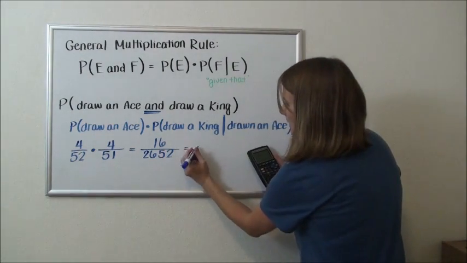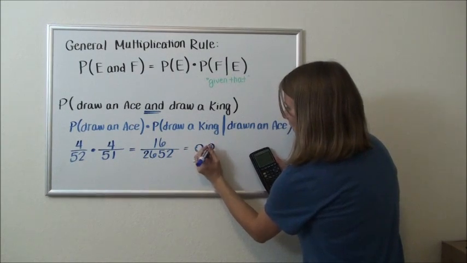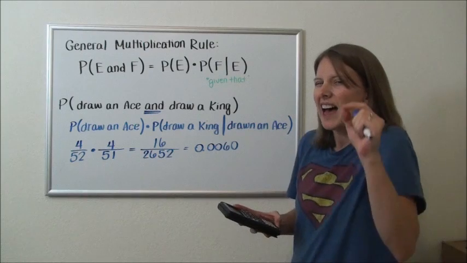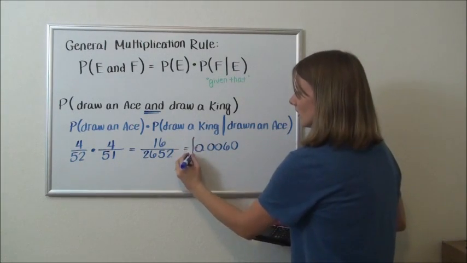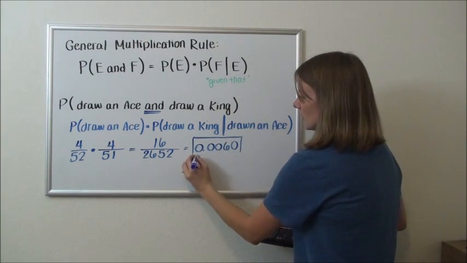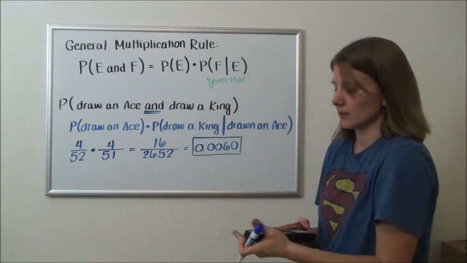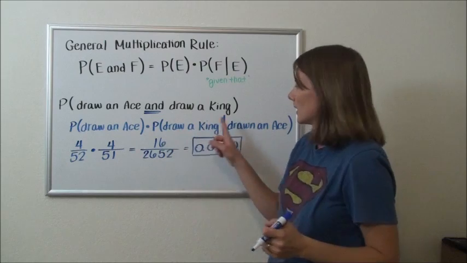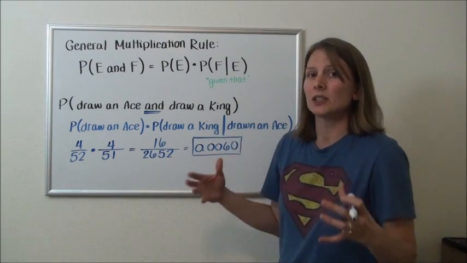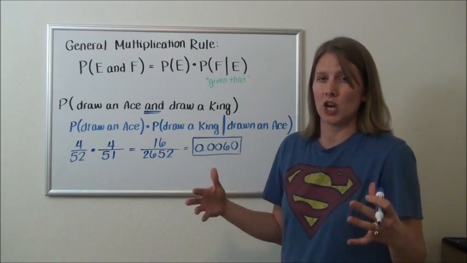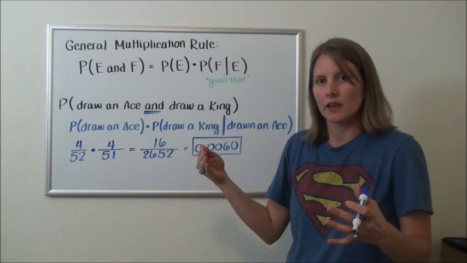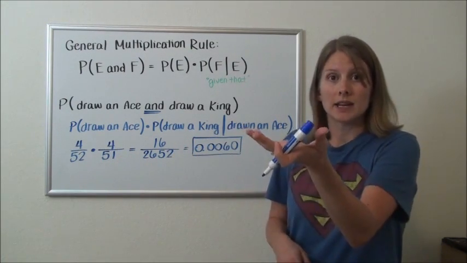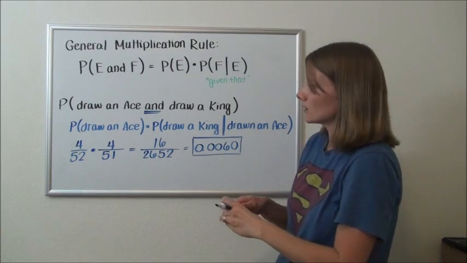And so when I get my decimal approximation, it's 0.0060. The chances are ever so slightly higher than it was if I did replace that card. So again, this vertical bar is all about conditional probability, assuming that things have changed. So I did this first event, and now I'm changing the deck by tucking that card in my pocket, and my deck is now different and only has the 51 cards.